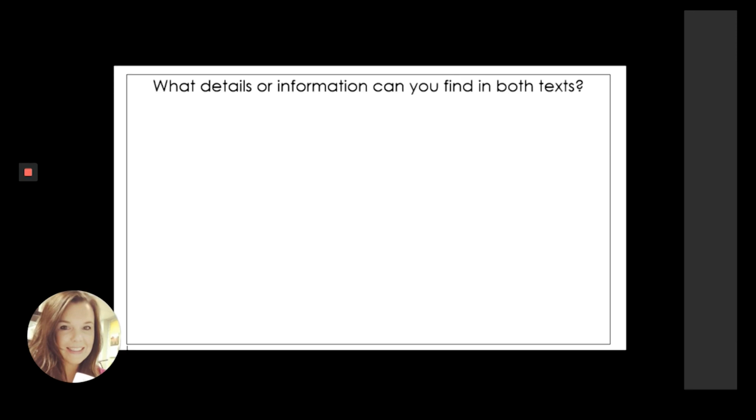So our question is, what details or information can you find in both texts? And when we do this, we're not necessarily looking for the exact same sentences or words, but rather what is similar in both texts? What could we find in the role of the Constitution that might have had something to do with information from I Could Do That? Let's think back.